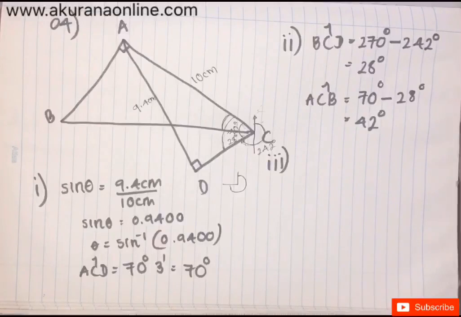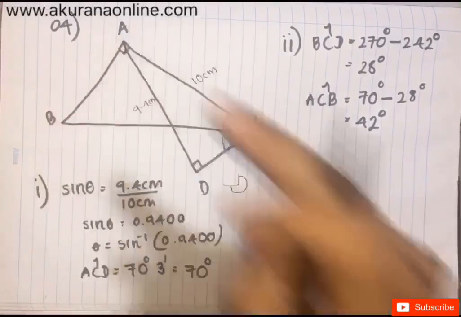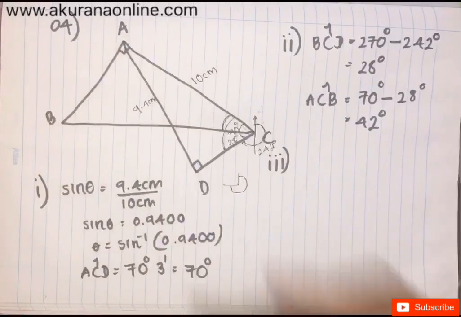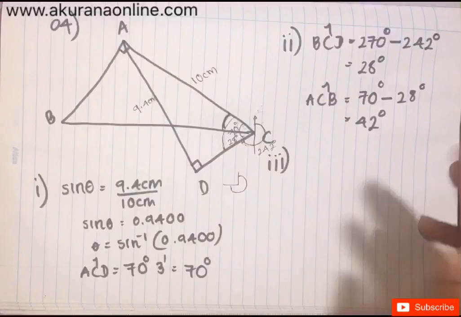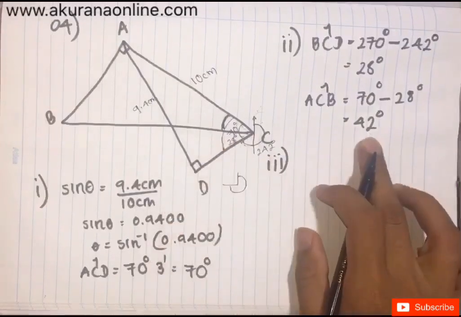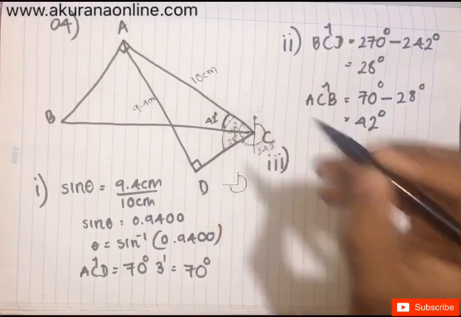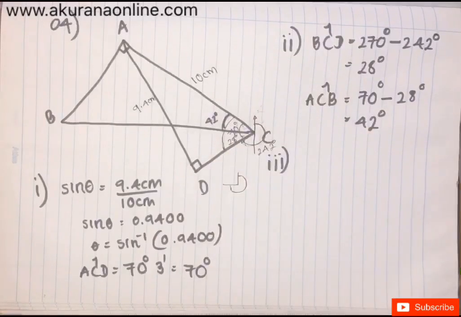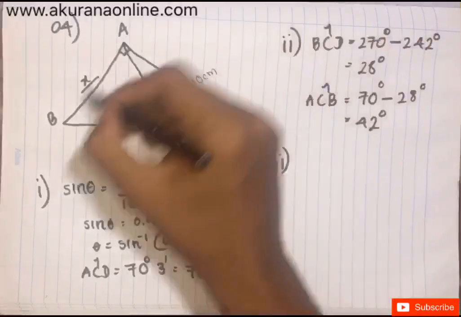Okay, the last part, third part. It's about considering the triangle ABC. Now you have to consider the larger triangle. In the larger triangle, you know this angle. Just now we found out ACB is equal to 42. In case we need that, we'll use it. By considering the triangle, find the length of AB. You have to find this length. Let us say X.